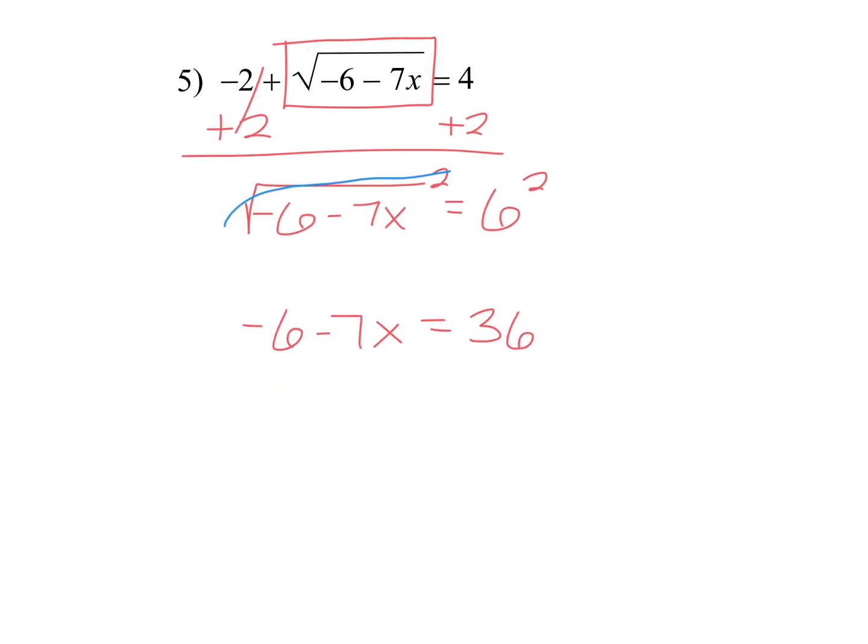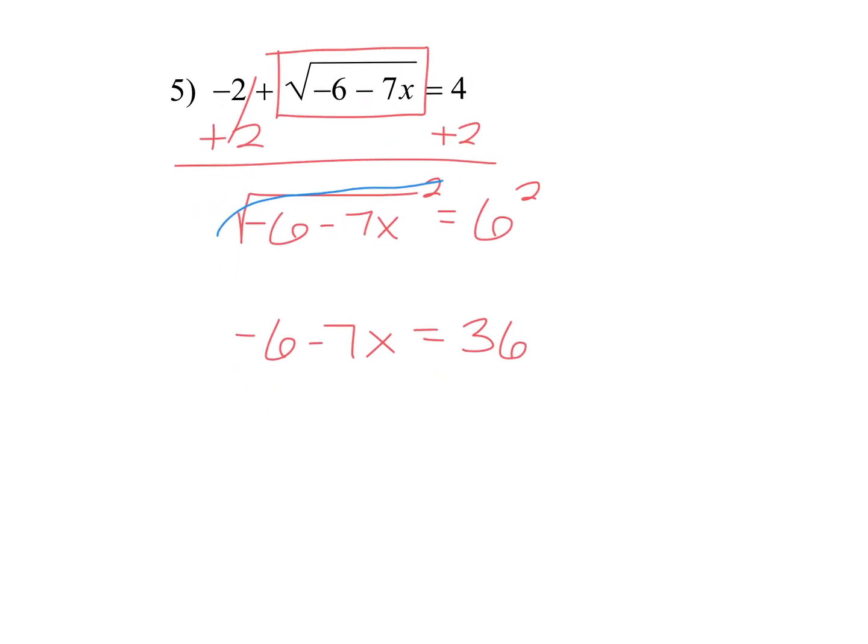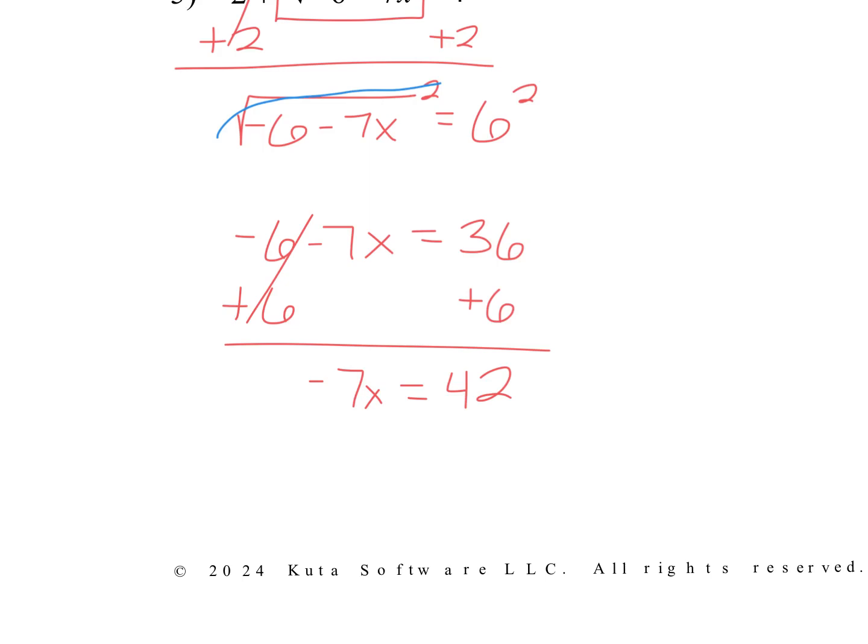Now it's your normal two-step equation that we have to solve. So what's first? Add 6. So we have negative 7x equals 42. Last step. Divide by negative 7. X equals negative 6. Yep.